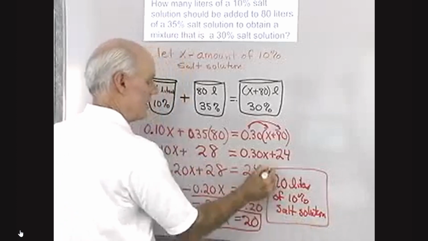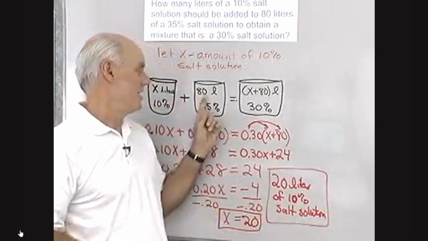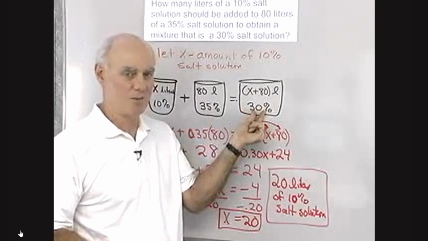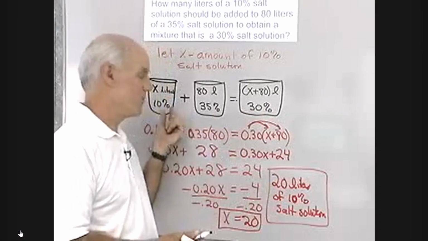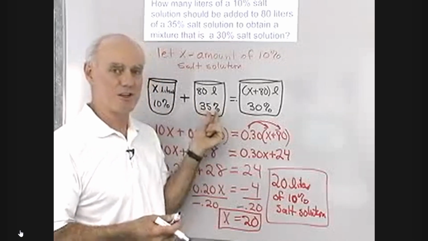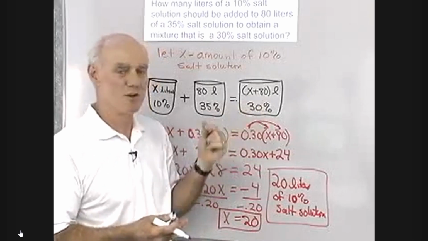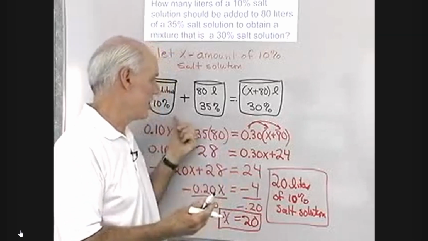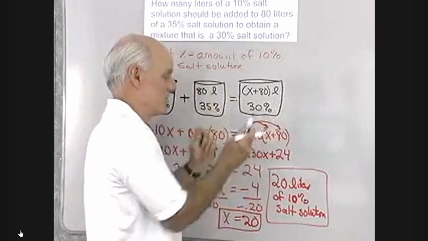So it said, how many liters of 10% salt solution should we add to 80 liters that's 35% solution to end up with a solution that's exactly 30%? So I can check this problem by looking at 20 liters that's 10%, how much salt is there? The amount of salt in 80 liters that's 35% salt, see what I get? I end up with a solution of 100 liters that's 30% salt, which is going to be 30 liters that are salt. So I can check this by looking at the amount of salt in each of these final solutions. You'll see that the amount of salt here is equal to the amount of salt here.